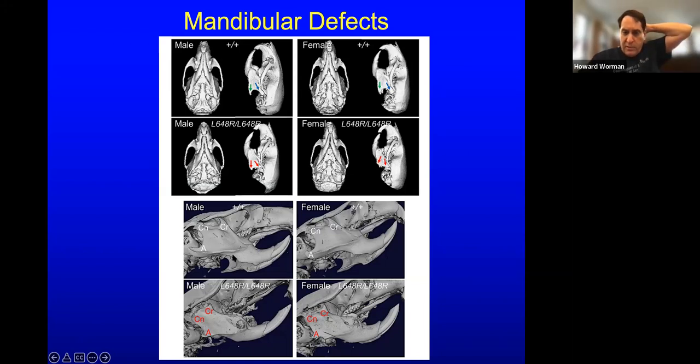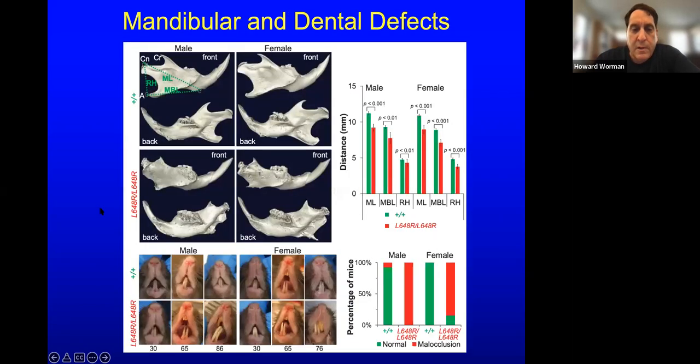And this is really the same thing, looking at it a different way. You can see these different processes of the mandible. This is how they look when they're normal. And in the mutant mice, you can see degeneration of these mandibular processes. This is just a more quantitative analysis of the changes in the mandible.